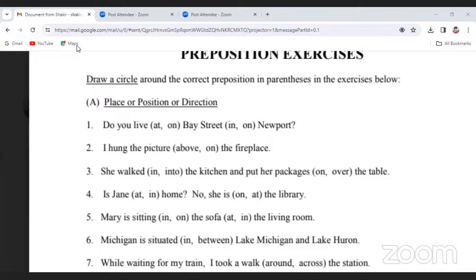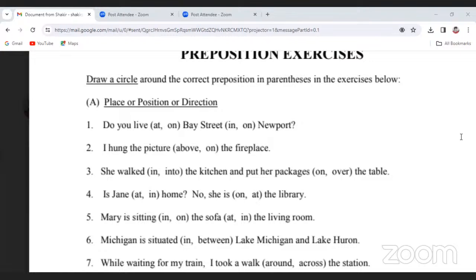Mary is sitting dash the sofa dash the living room. On the sofa, in the living room. Mary is sitting on the sofa in the living room. Okay, we move to number 6.